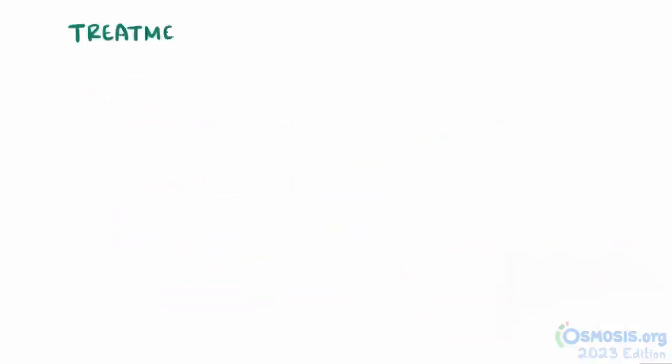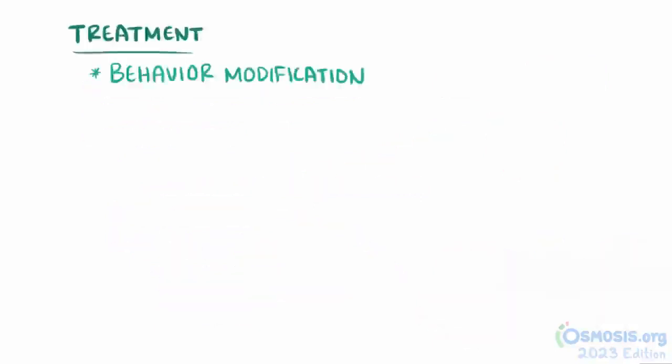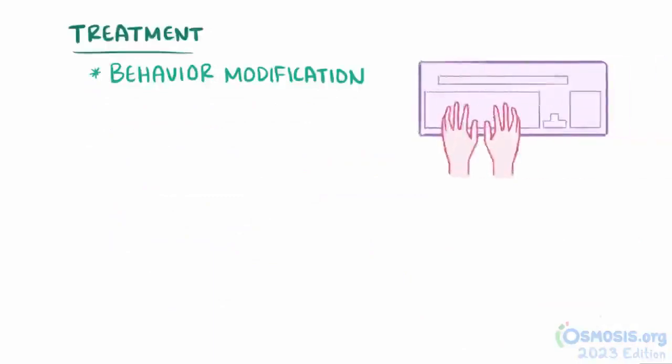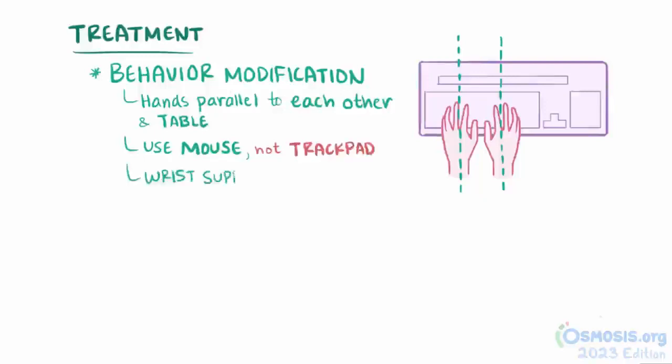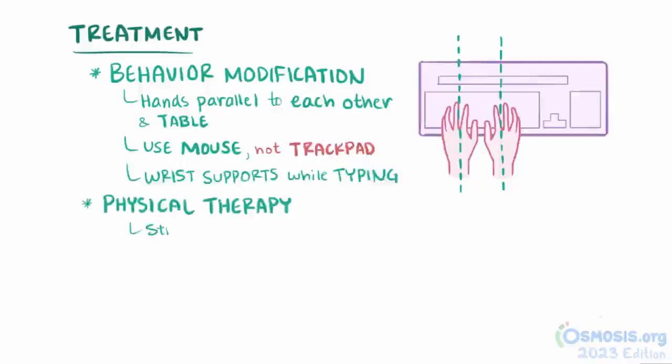One major form of treatment is behavior modification, many of which are associated with hand positions while typing, which is a common cause of the problem. Changes like keeping the axis of the hands parallel to each other and the table, using a computer mouse instead of a trackpad, and wearing wrist supports and splints while typing can all be super helpful. Physical therapy in the form of stretching and isometric exercises can also help relieve symptoms.